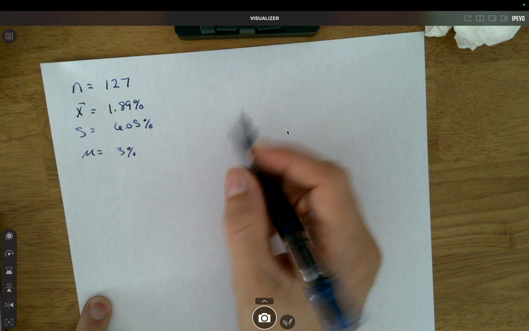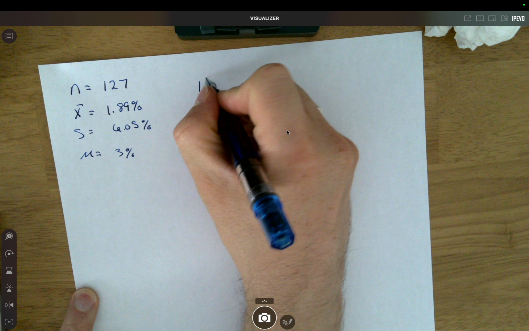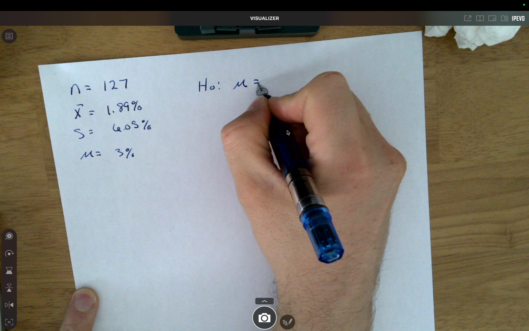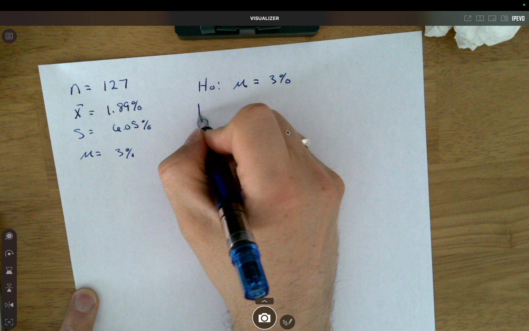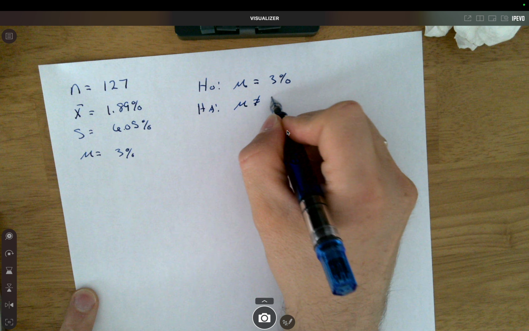So the way you would set a problem like this up, we're going to write down the null and alternative hypothesis. So the null hypothesis is that the true mean mu is equal to 3%. And the alternative is that the true mean is not equal to 3%.